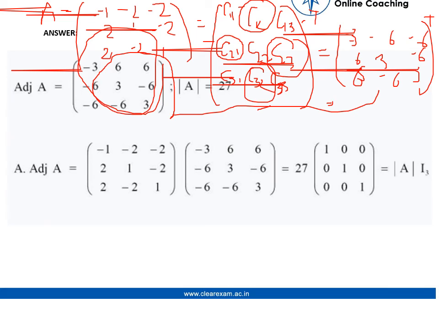So here we can see the columns, that is -3, 6, and 6, get converted into the rows and so on. So the mod of A here comes out to be 27. Now when we multiply A with the adjoint of A, we get 27 into the identity matrix. Identity matrix of order 3 here is denoted by I3. Hence it is the required solution. Thank you.